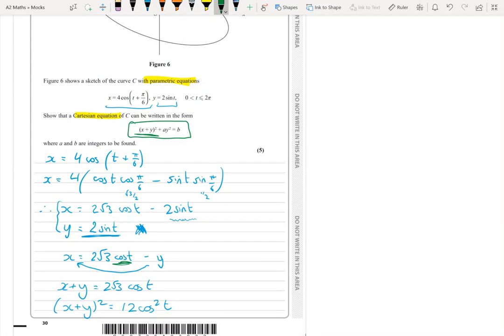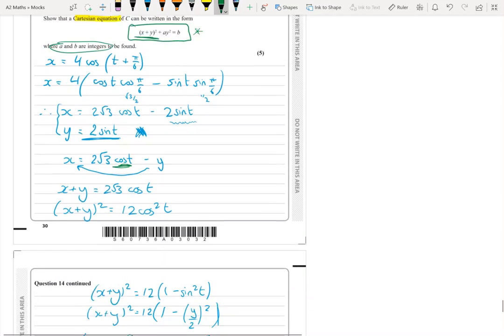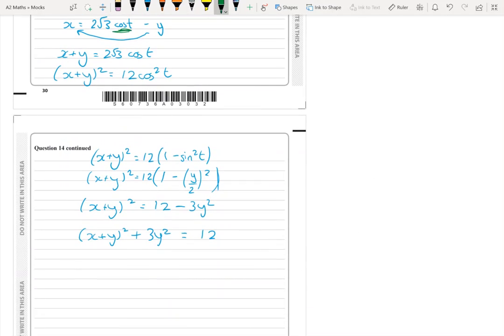The green box says, written in the form x plus y squared plus ay squared equals b, where a and b are integers to be found. Let's double check that. Yeah, we've got a equals 3, that's this one, and we've got b equals 12, that's that one, and we've made it.